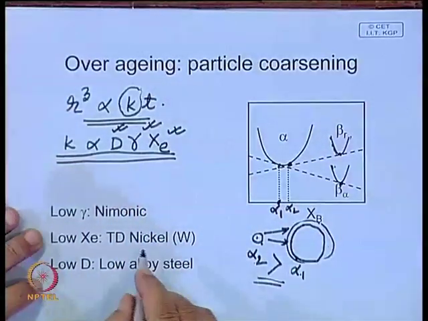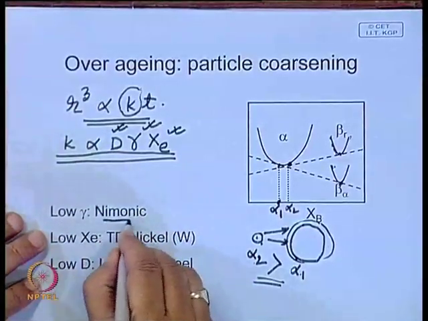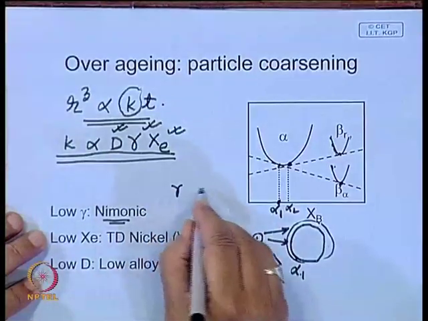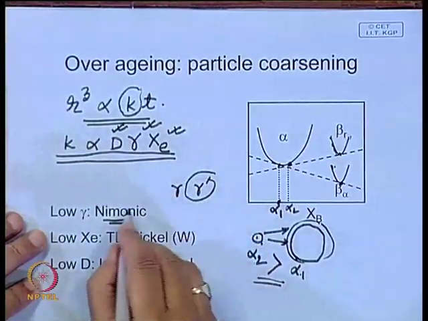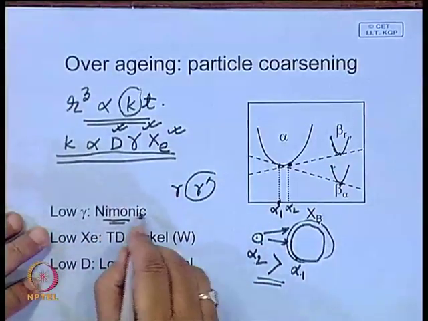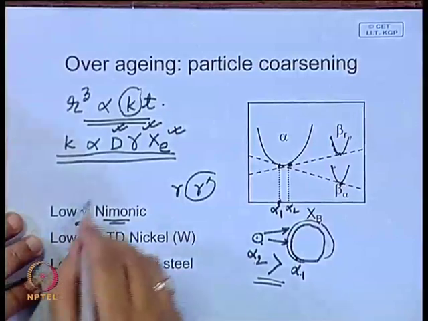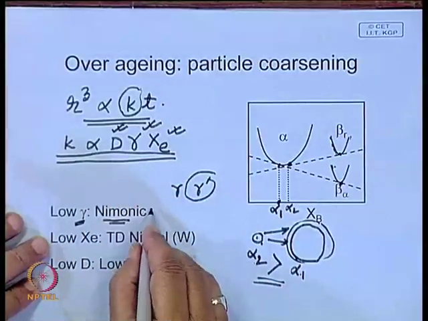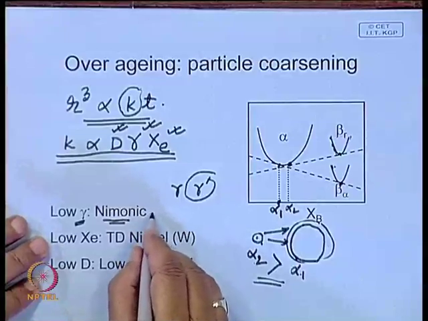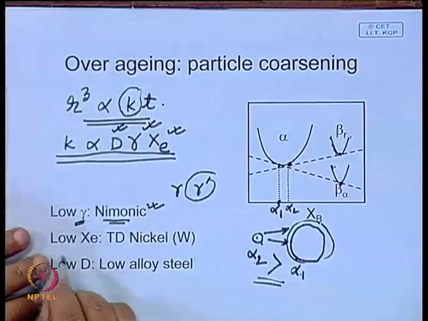If you look at some of the common high temperature alloys, you have a gamma matrix with gamma prime precipitates, and the gamma, gamma prime precipitates are perfectly coherent. So, they have very low surface energy. That is why their high temperature stability is very high. So, this is a very popular high temperature alloy.